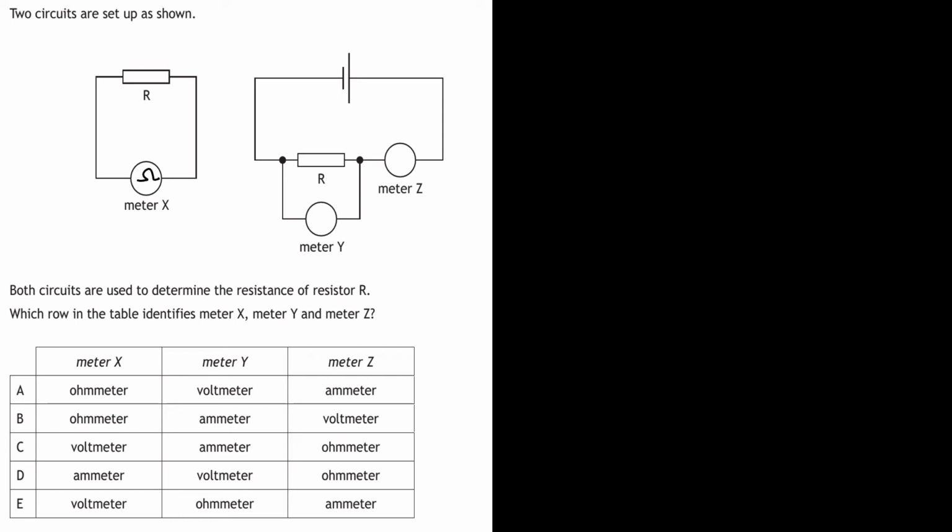In this circuit, we saw this before, we have a supply, a resistor, and two meters Y and Z. Meter Z is measuring in series, so that must be our ammeter. Meter Y is measuring across in parallel, so that must be our voltmeter. So we're looking for ohm meter, voltmeter, ammeter, which is A.